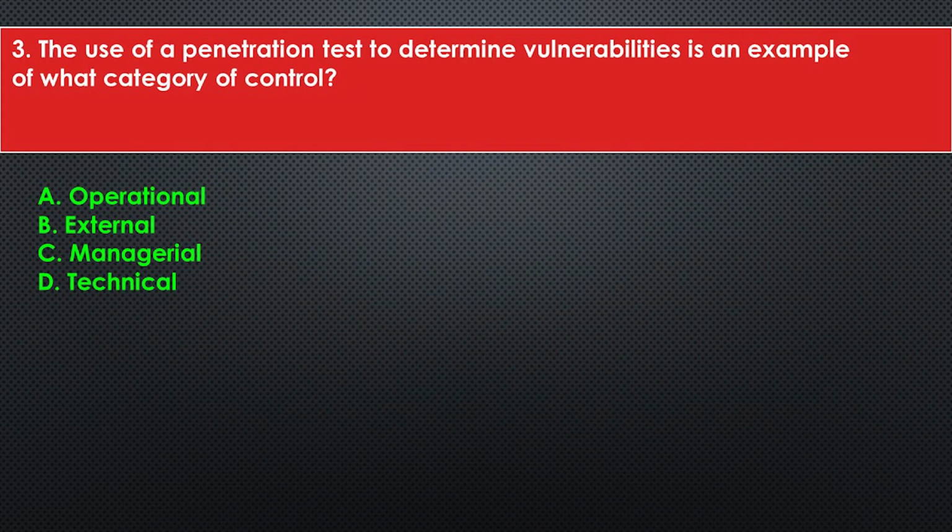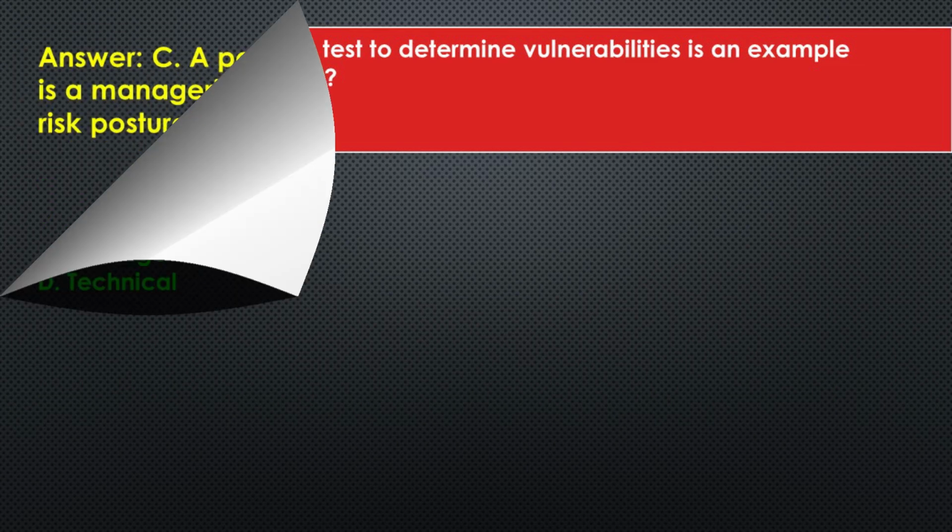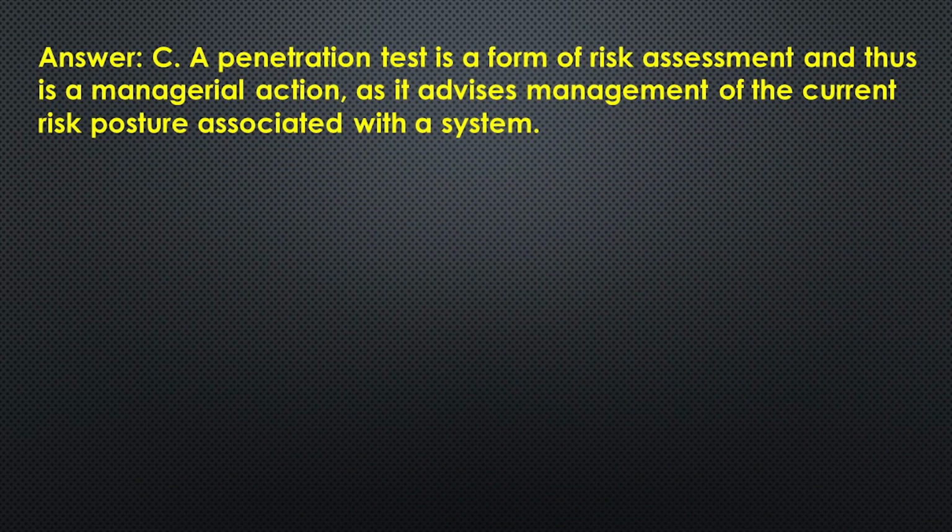3. The use of a penetration test to determine vulnerabilities is an example of what category of control? A. Operational. B. External. C. Managerial. D. Technical. Answer: C. A penetration test is a form of risk assessment and thus is a managerial action, as it advises management of the current risk posture associated with a system.